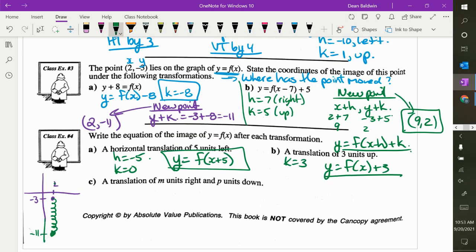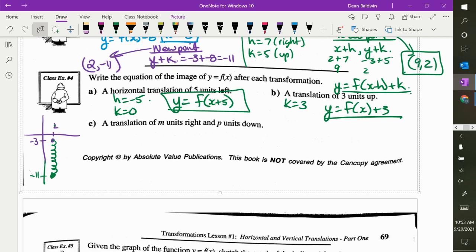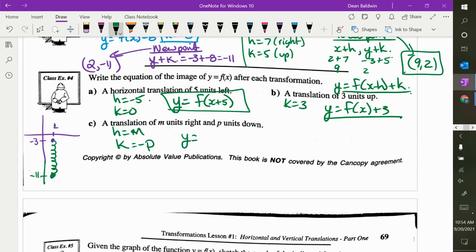And the last one, m units right, p units down. Yeah, so h is m, and k is negative p, because we went down, right? So the equation is just f(x - m) - p. Is that okay? We're okay with that? It's just giving a formula to what we've been doing, basically, and applying it to any function.